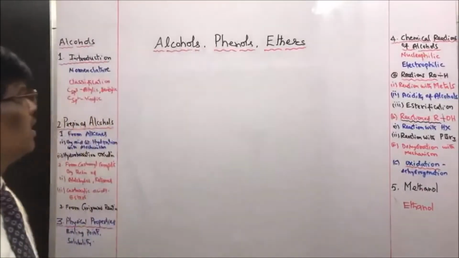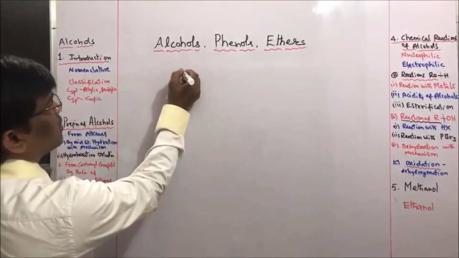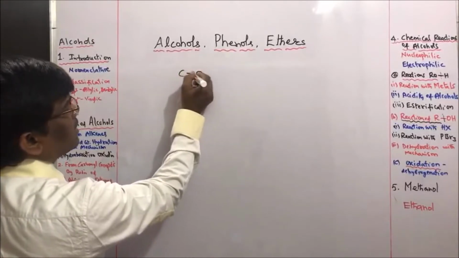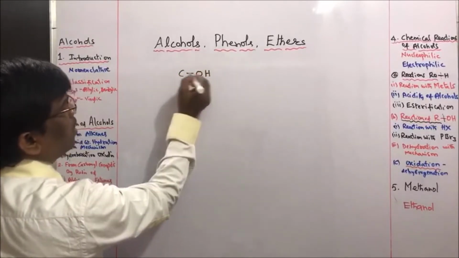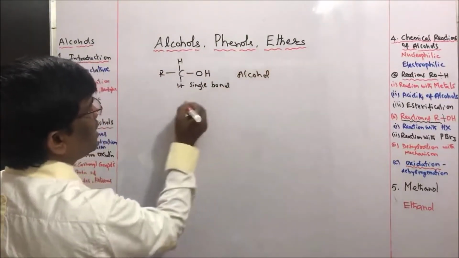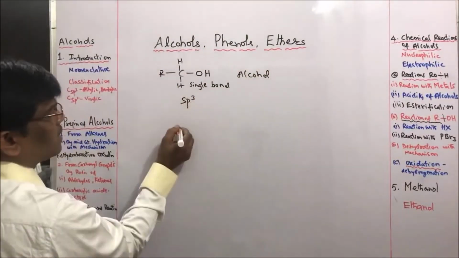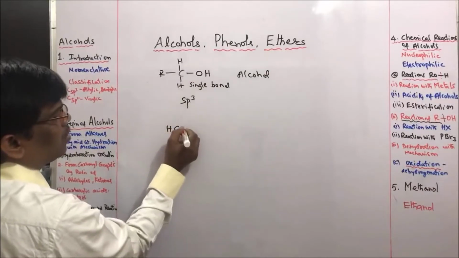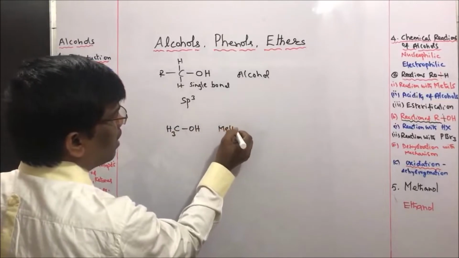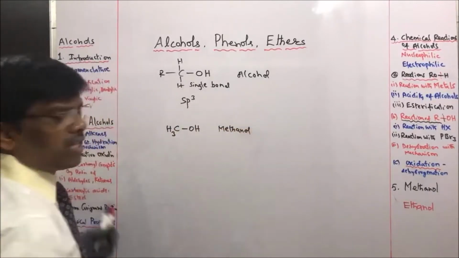What is alcohol in general? Yes students, the compound in which a hydroxy group is attached to carbon with a single bond is known as alcohol. The hybridization is sp3 hybridization. If it is attached to methyl, it is known as methyl alcohol or methanol. The common name of this compound is methanol.